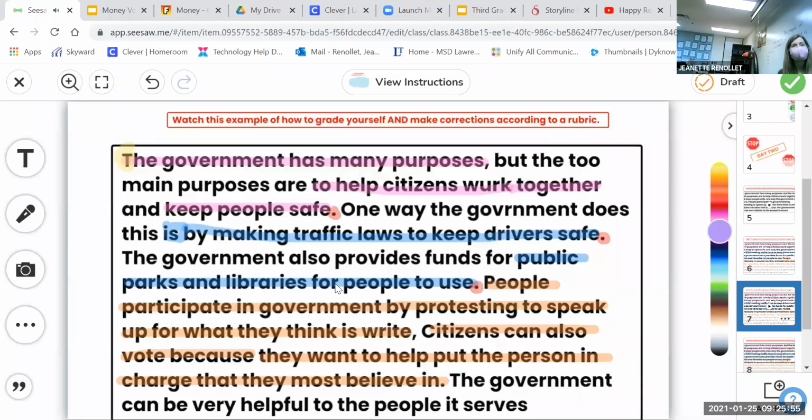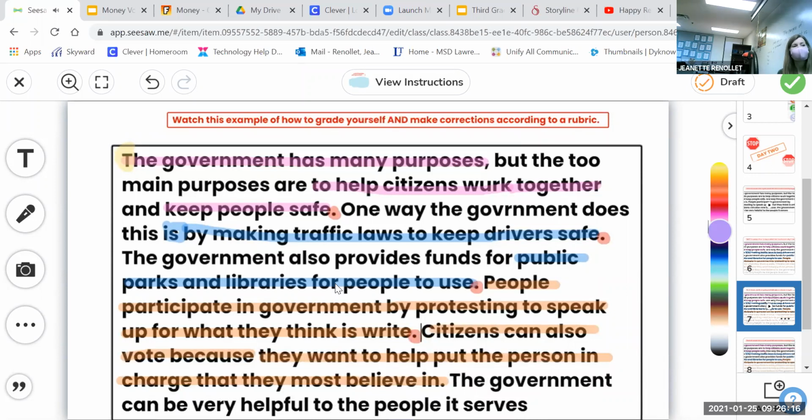The government also provides funds for public parks and libraries for people to use. Hey, there's a period. People participate in government by protesting to speak up for what they think is right. Oof, I put a comma. Commas don't belong at the end of sentences. Periods do. So I will erase and add a period instead.